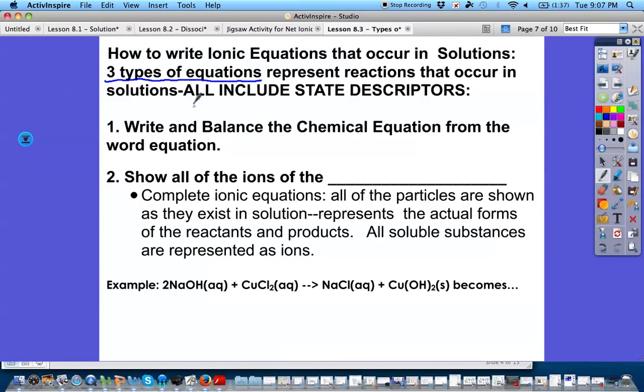And all 3 equations are going to include state of matter descriptors. So just like in our chemical reactions unit, you're going to have to label every single state of matter, both in the balanced equation, and then when you break it into the ions, and then with the net ionic. So the first thing you need to do is write and balance the chemical equation from the word equation, and you want to show all of the ions of the reactants and the products.